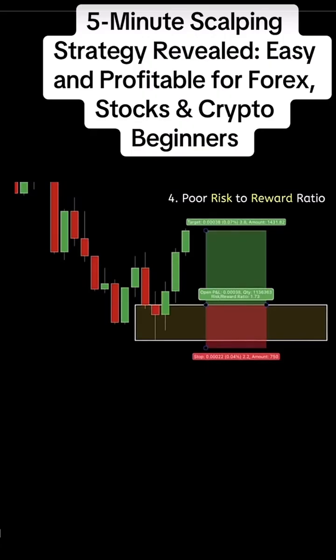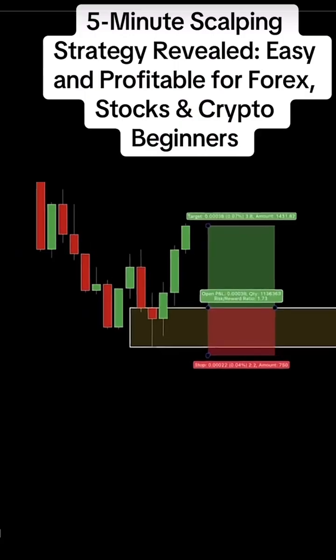Remember, we're only interested in high probability setups that offer us the best chance for success. But don't worry, in the 5-minute time frame you'll always find plenty of zones to choose from. The key is to be patient and disciplined, waiting for the right setup. Alright, now that you know how to identify supply and demand patterns and how to filter out the high-quality zones, you're already ahead of the game. Let's move to the next step.